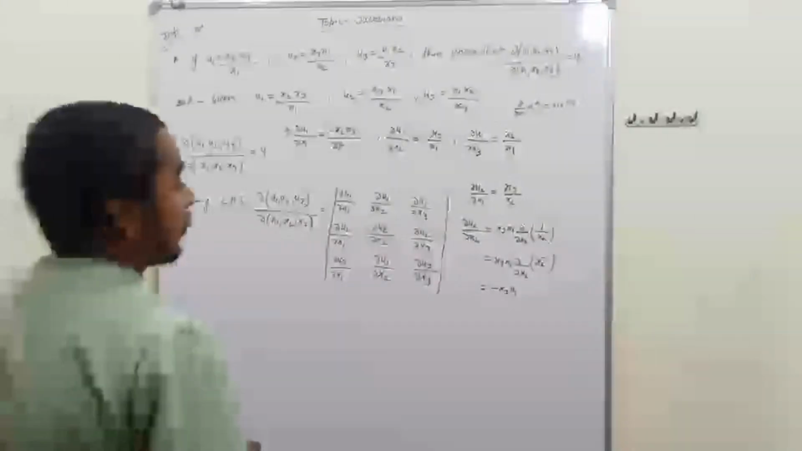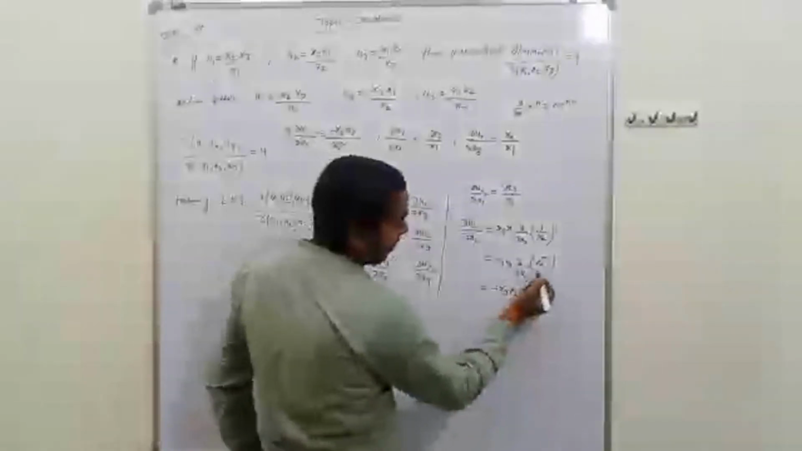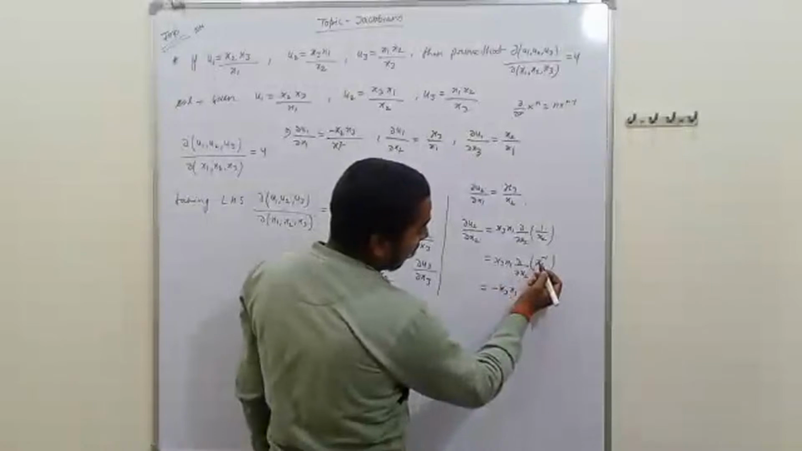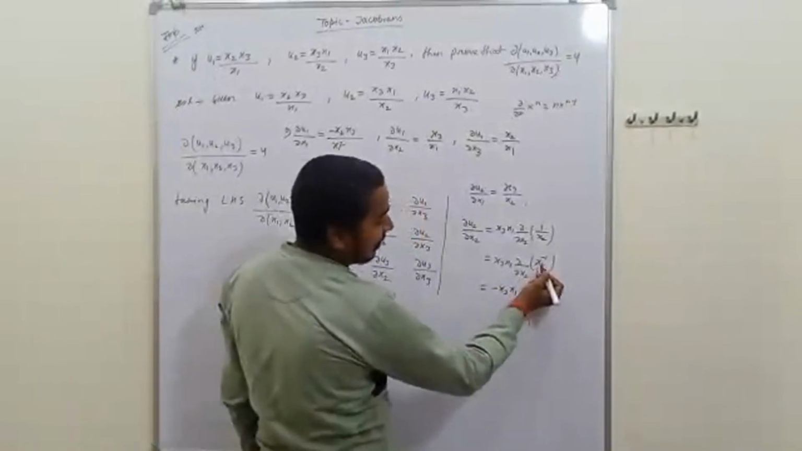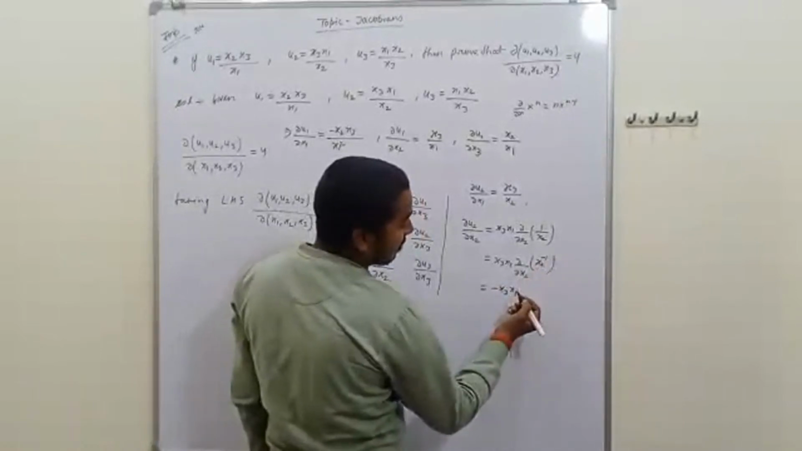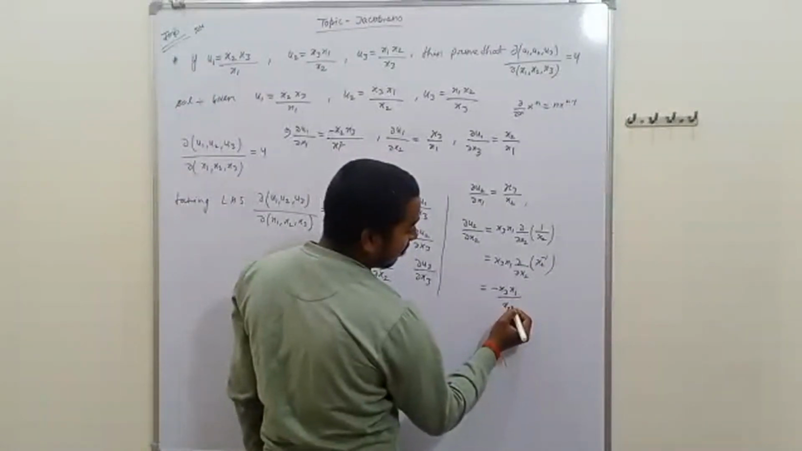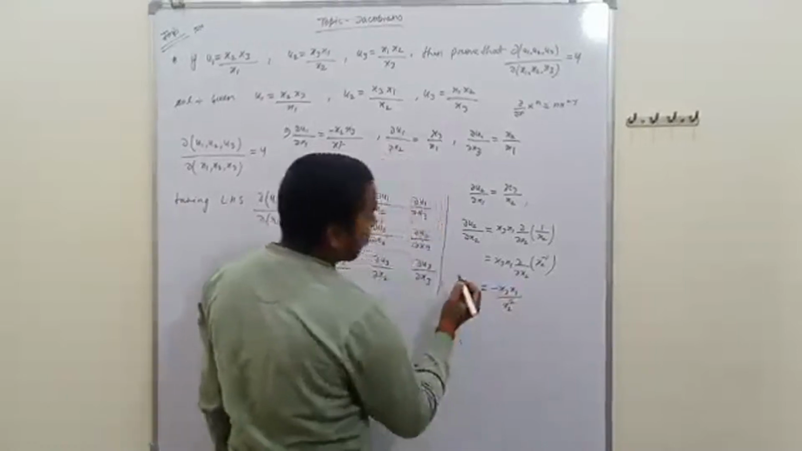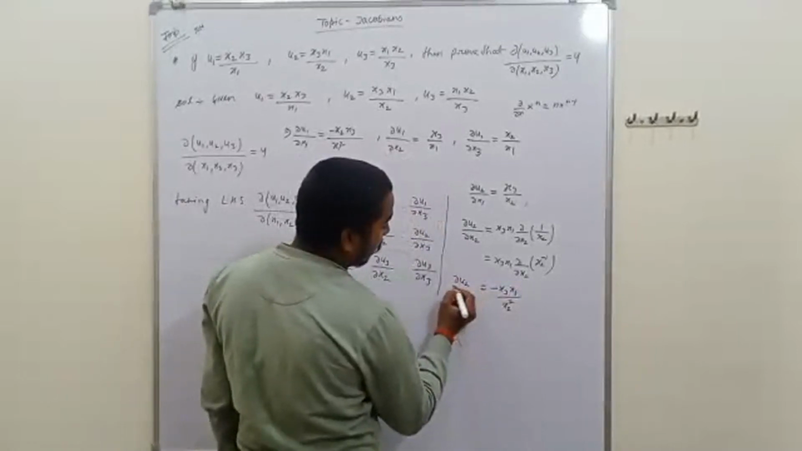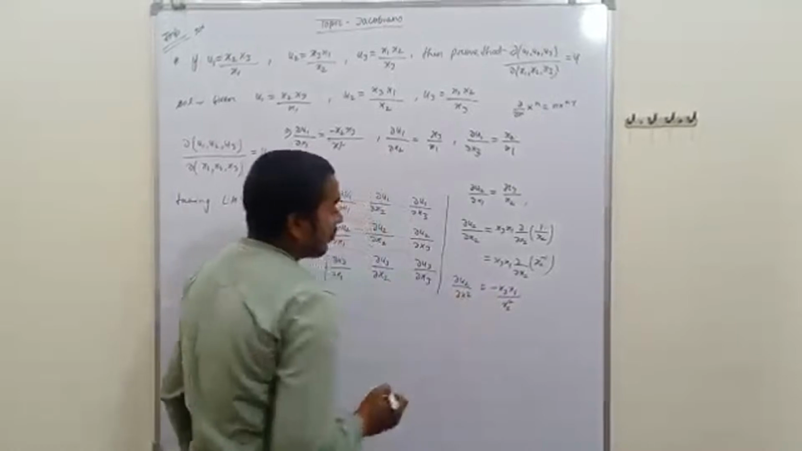Further we have to solve, that is x1 minus of x3 x1, and we have to take x2 to the power minus 1 and minus 1, that is minus of 2 taken into denominator, that is x2 to the power square. This is the value of del u2 upon del x2.